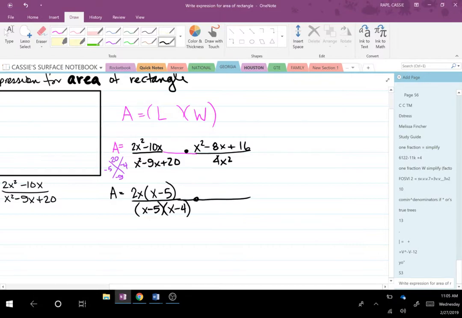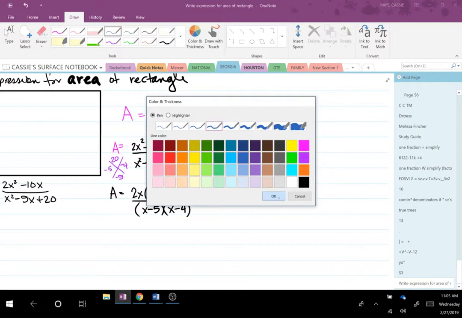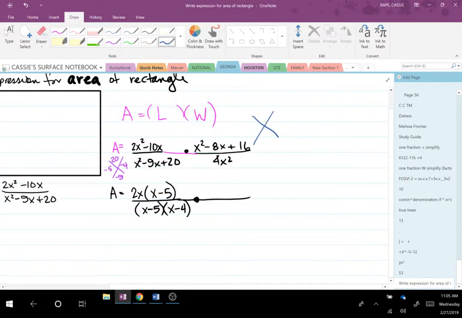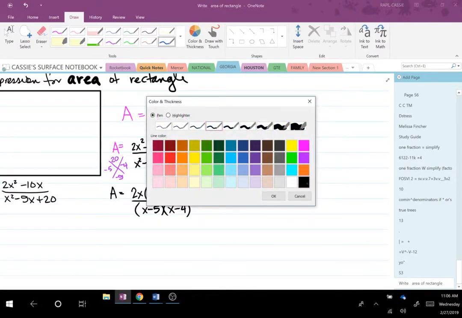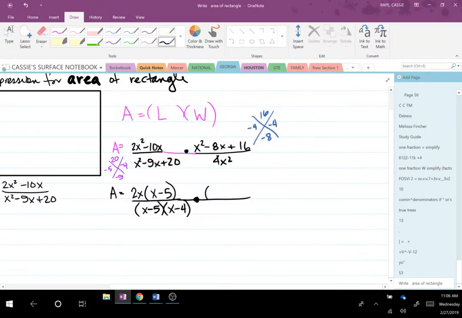Now, times this x squared minus 8x plus 16. You're asking yourself, what are the factors of 16 that when added will give me a negative 8? And hopefully you saw that it's negative 4 and negative 4. So I'm going to rewrite that as x minus 4 times x minus 4. And lastly, 4x squared, remember that that's 4 times x times x.